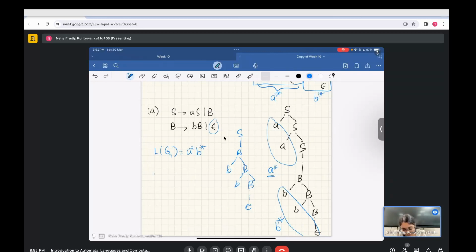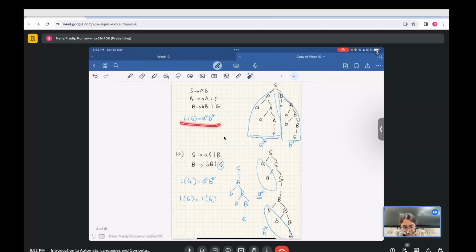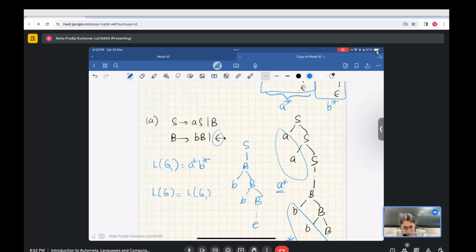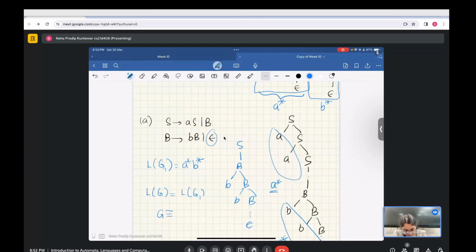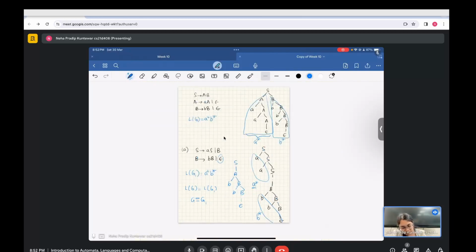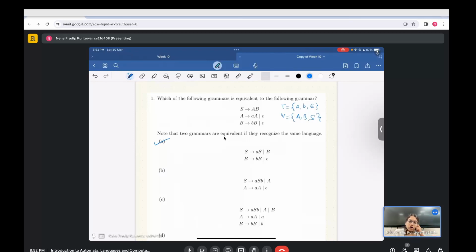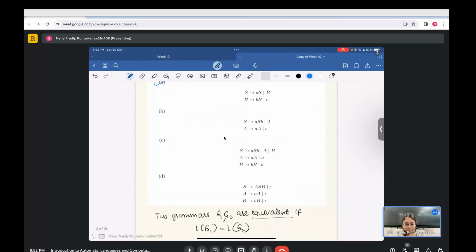Okay, so then we have that L of G is equal to L of G1, because earlier we saw that the language of this grammar is also a star b star. Hence the grammar that is given is equivalent to the grammar of option A. So A is definitely equivalent to the grammar that is given. But that does not mean that none of the others can be equivalent, because we know that for the same language it is possible to have different grammars. So it is possible that one of the remaining options is also equivalent. We will have to check through each of them and see whether the language is the same. So that's what we will do.